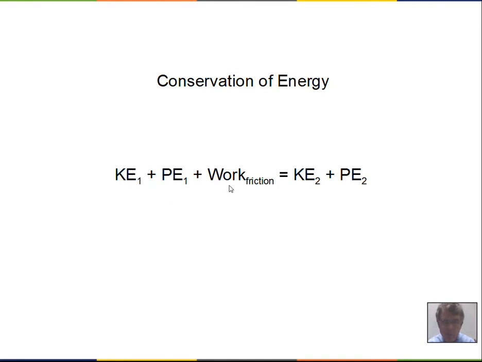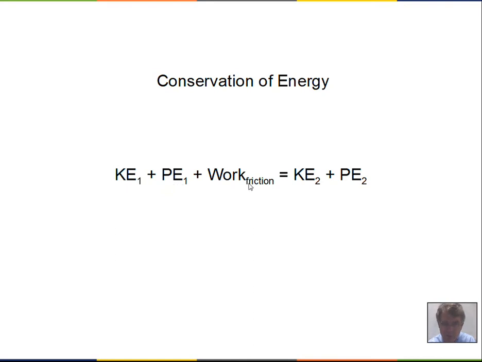The work done by this non-conservative force, by friction, will be a negative number. Our supply of energy is reduced. That leaves us at some later time, time 2, with a mixture of kinetic and potential energies. And in problems involving conservation of energy, you'll have to identify what the kinetic and potential energy is at the start.